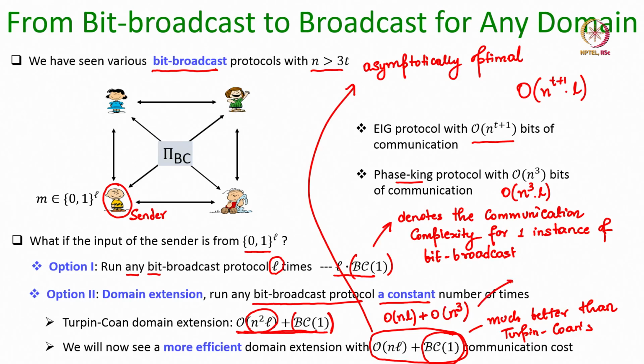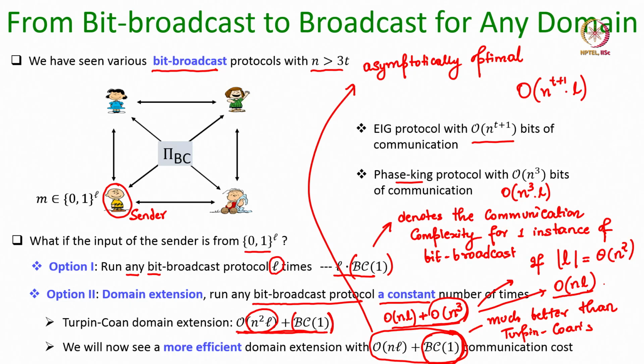That means, if the message size small l is guaranteed to be, say, theta of n square, then if you have a sufficiently large message, this expression order of n l plus order of n cube will become order of n l. Namely, the term order of n cube, which is coming due to this constant number of invocations of the bit broadcast, will be asymptotically subsumed in this order notation order of n l.